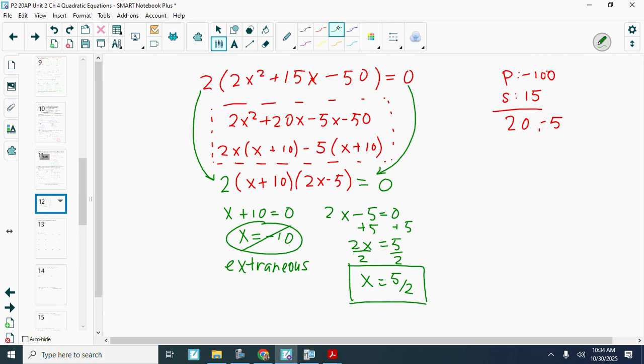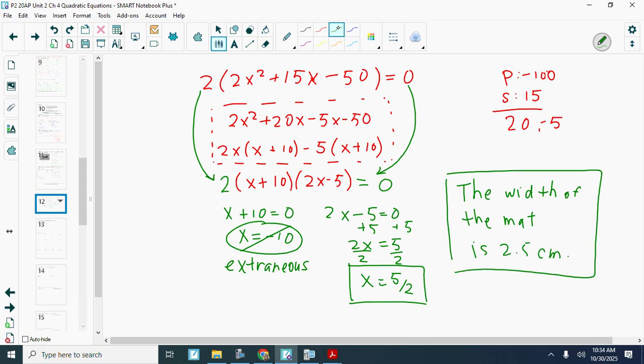In this case, I know you know that I love fractions, but it does make sense. I wouldn't say that we have a width of 5/2 centimeters. Let's call it 2.5. So then you can say the width of the mat is 2.5 centimeters.